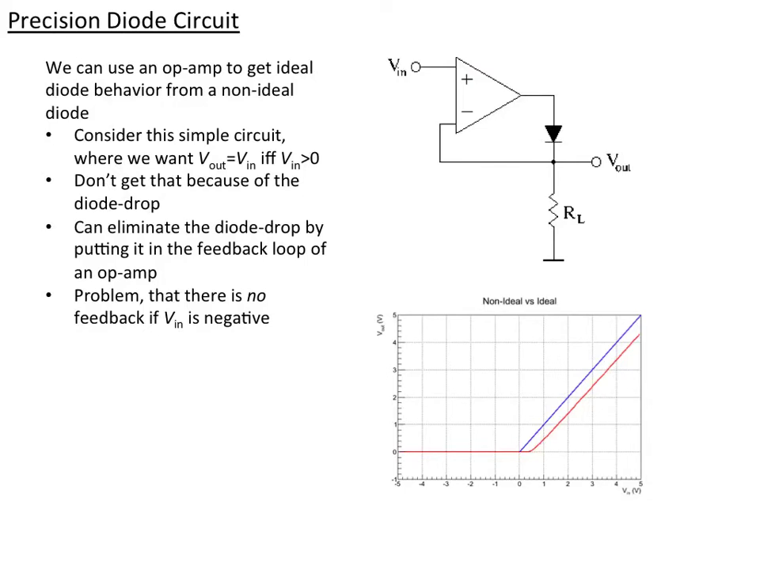The problem, though, is if V in is negative, then we would try to follow going backwards, and the diode would cut off the negative feedback in that case. There would be no negative feedback, which means there'd be a large voltage difference between the inputs, and it takes time for an op-amp to recover if there is a large voltage difference between its leads, if that voltage changes polarity. So we would like to avoid that.